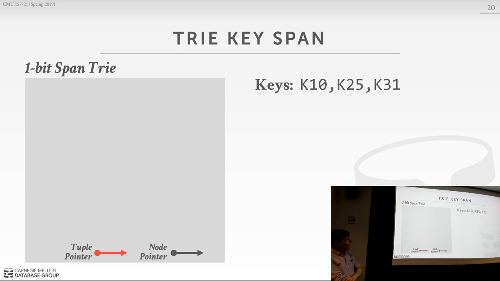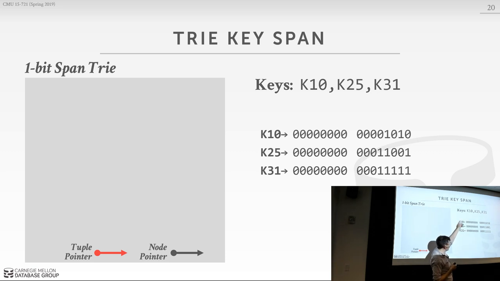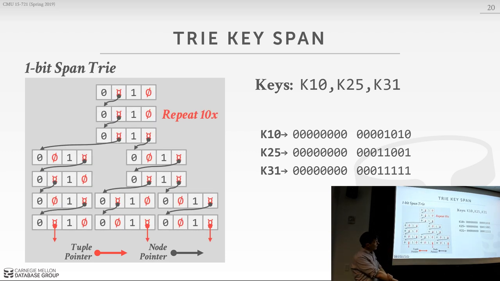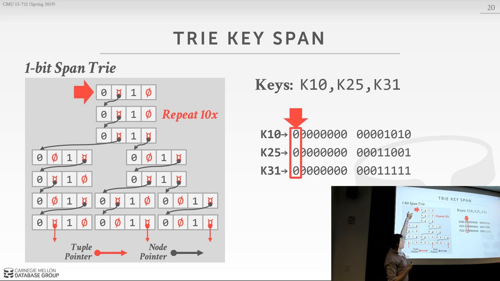So let's look at a simple example of how we actually want to store a 1-bit span trie. For this one, we're going to store 3 keys: 10, 25, and 31. A 1-bit span trie means that at every single level in the trie, we're going to represent a 1-bit digit. So we're going to convert our keys into binary form. We're going to represent our integers as 16 bits just for simplicity, but in a real system, it could be 32 bits or 64 bits. So our trie is going to look like this. At the very first level, that corresponds to the first position in our digits in binary form. In this case, all 3 are zeros.